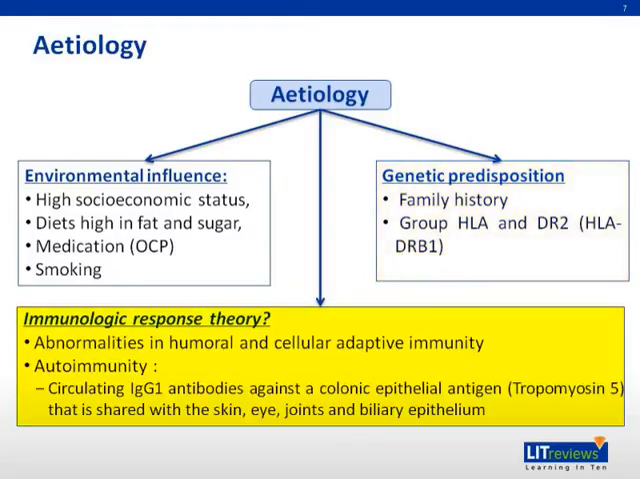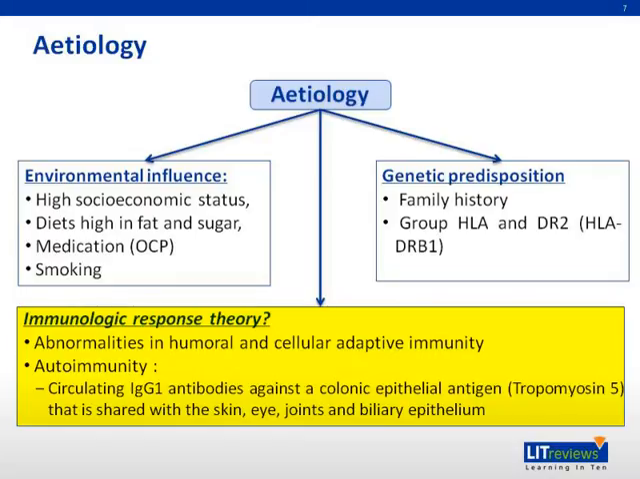There is also an immunological response theory in the pathogenesis of ulcerative colitis. Abnormalities in humoral and cellular adaptive immunity occur in ulcerative colitis. For instance, elevated IgM, IgA, and IgG levels are common in inflammatory bowel disease, with a disproportionate increase in IgG1 antibodies in ulcerative colitis.